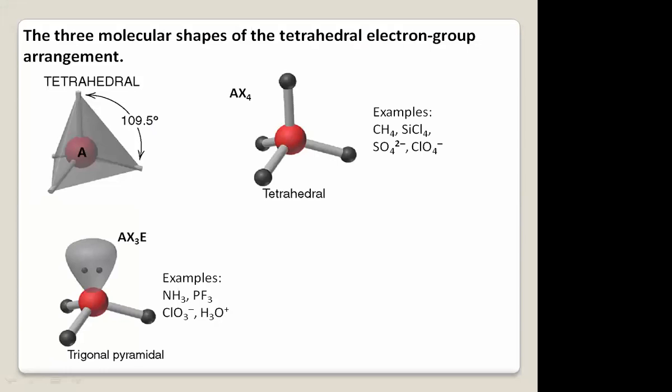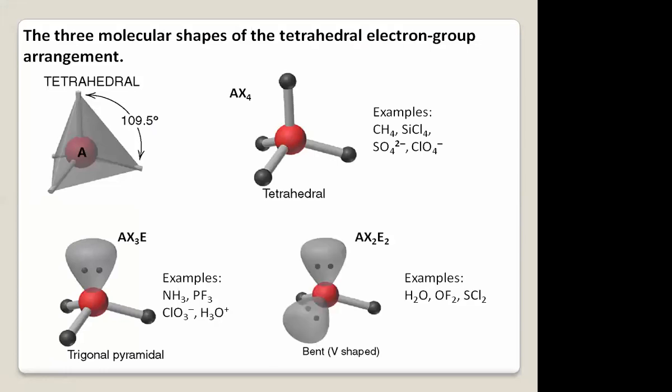Now, the next hybridized orbital is the sp3 hybridized orbital, which is an AX4 shape. AX4 shape will give you a tetrahedral structure. That is a normal AX4 shape. It will give you a tetrahedral structure. And this structure is what you have for the likes of methane, silicon trichloride, sulfate, chlorate.